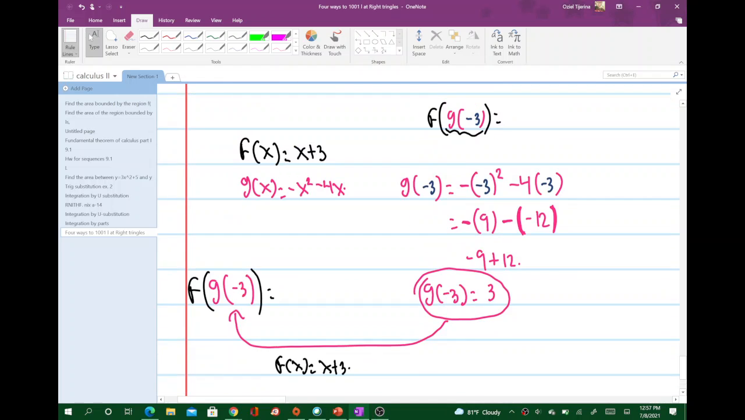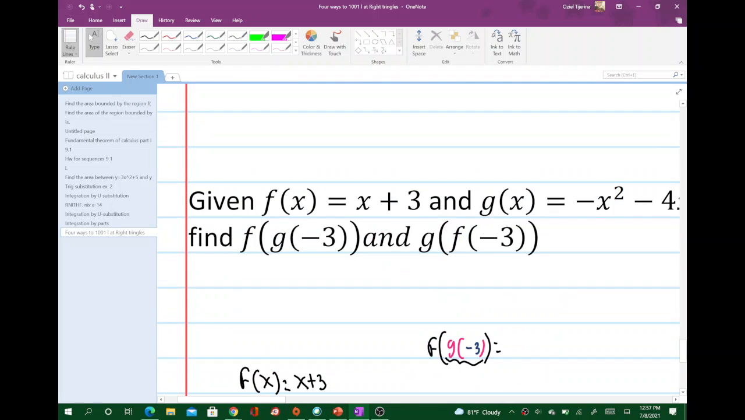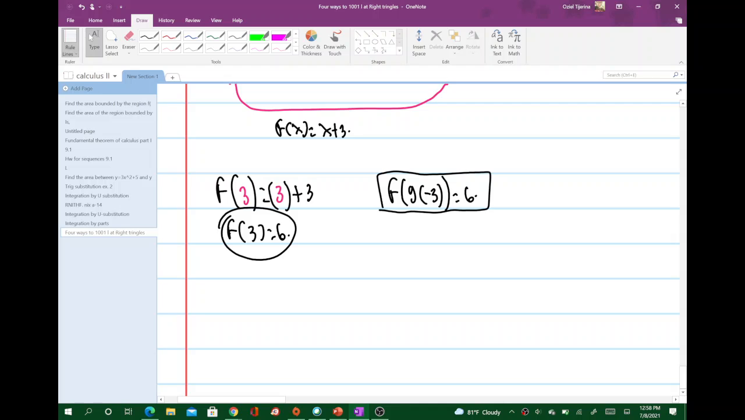So that's how you do f of g of x. Now, it can be written in different forms, but I'm going to stop it here. I'm going to do g of f of x in the next video, because I don't want to make it too long.